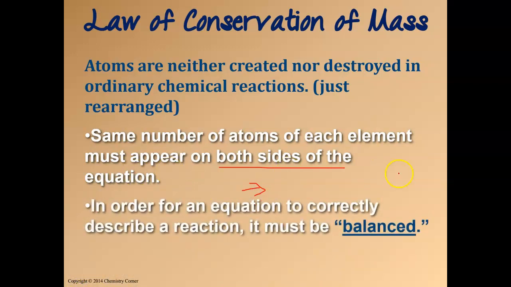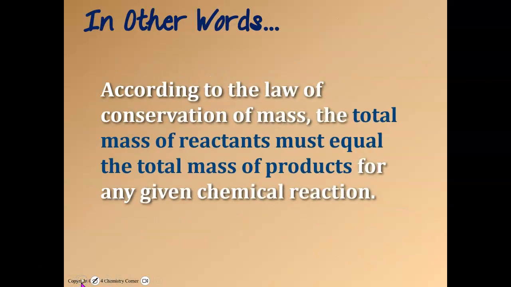In order for an equation to correctly describe a reaction, we have to make sure it is balanced. So that's one of the new things we're going to learn how to do in this unit, is balance chemical equations. According to the law of conservation of mass, the mass of the reactants must equal the mass of the products, and we're going to learn how to do that and show that as well.